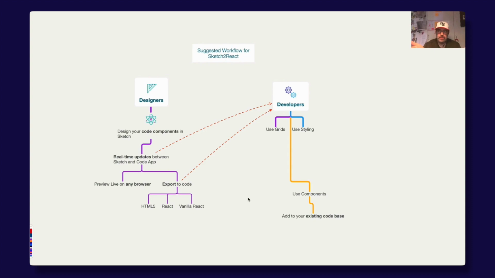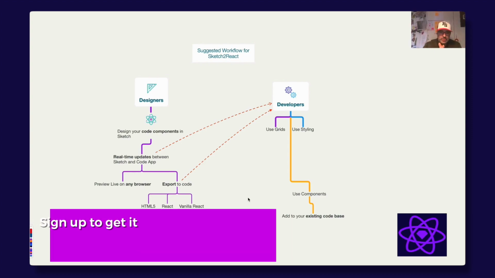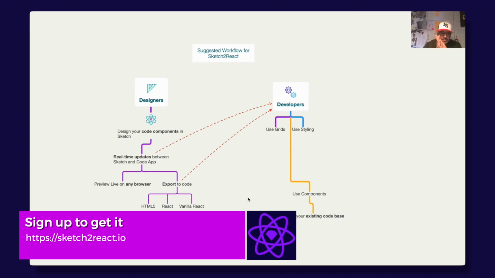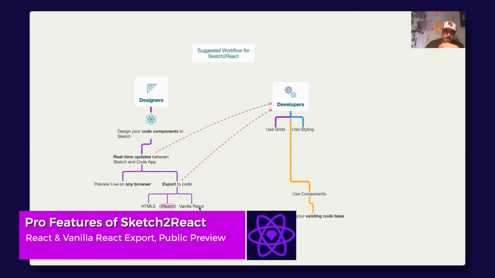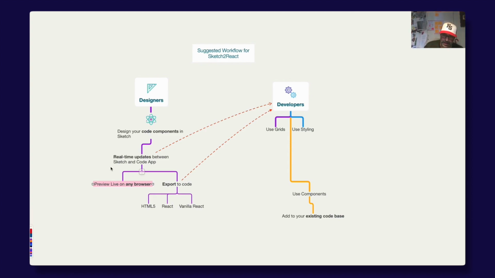Anyway, last weekend we released version 1 of Sketch2React, and from the start, the original plan was that we would have some kind of paywall for our pro features. Our pro features are export to React, vanilla React, and something called public preview. Actually, it's just a live preview of your design in any browser. But we thought that instead we are releasing this as it is right now for free.